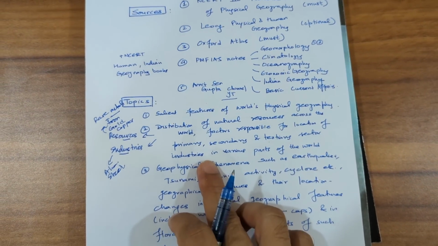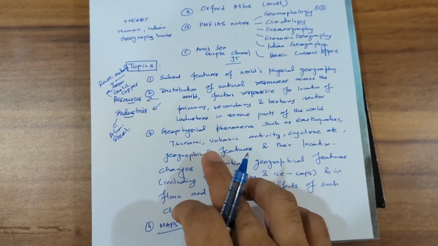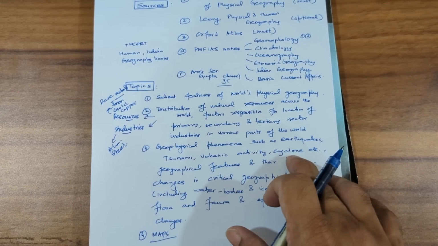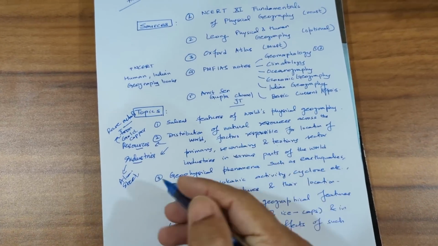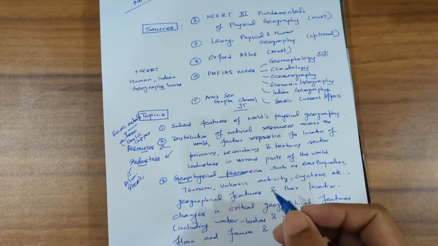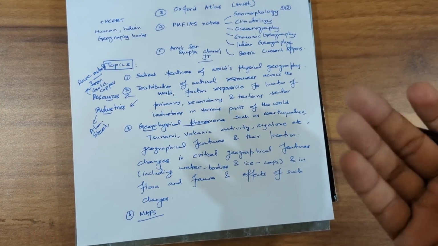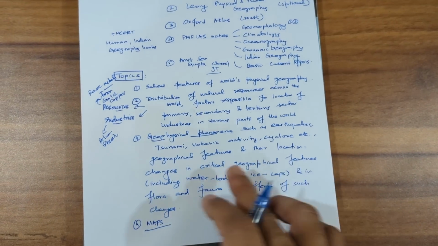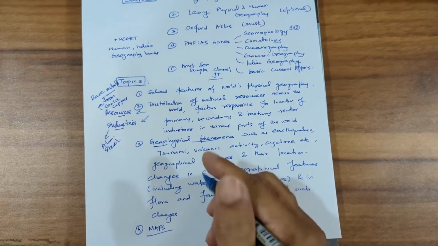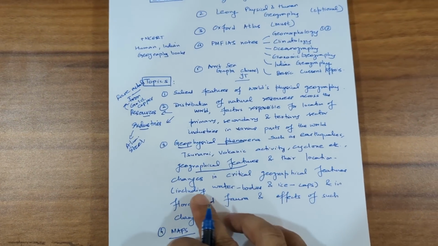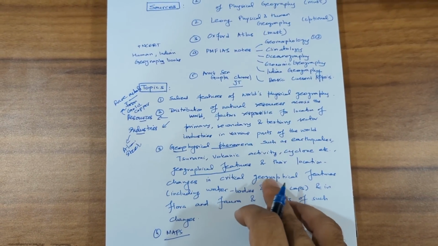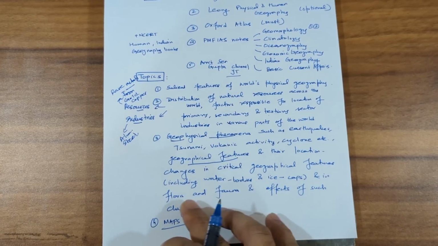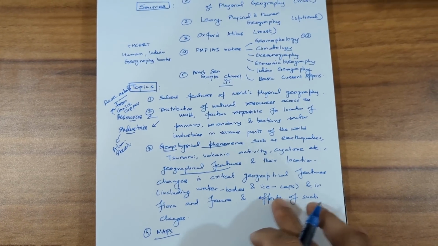All right, then the next topic given is geophysical phenomena such as earthquakes, tsunami, volcanic activity, cyclones. Then geographical features. So one is phenomena. Phenomena is basically various things that happen on the earth because of climate, because of geomorphology, etc. Then various geographical features, this is another thing, and their location. Then changes in critical geographical features including water bodies and ice caps, and in flora and fauna, and the effects of such changes.